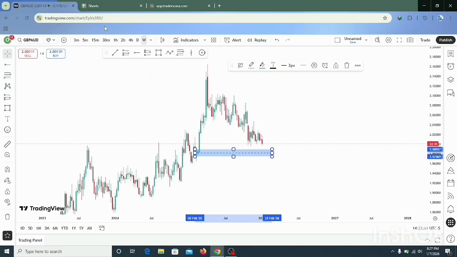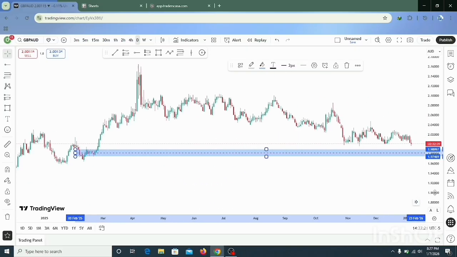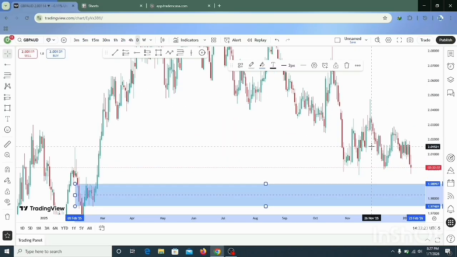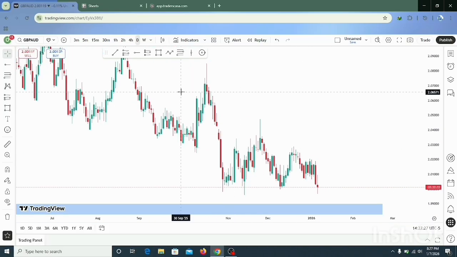So what are we looking for? Going straight to the daily time frame. Now what do I have here on the daily time frame? We have a clear break of structure. So let's map it out. We have a clear break of structure over here.